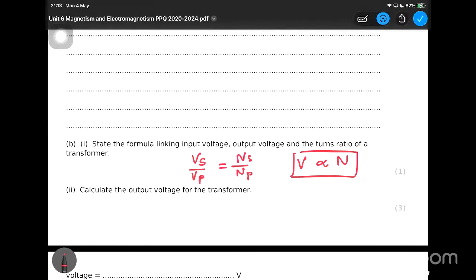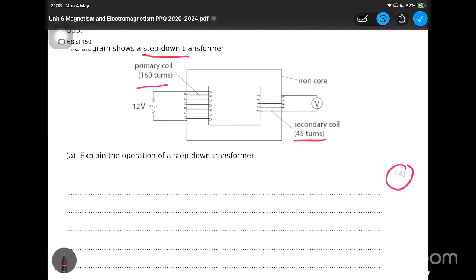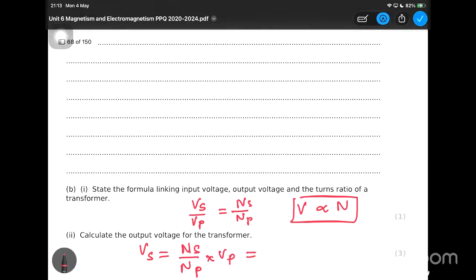Then they are asking to calculate the output voltage of the transformer. In this case, it is the Vs value. So it is going to be Ns over Np multiplied by the Vp value. Ns is the secondary one, 45.